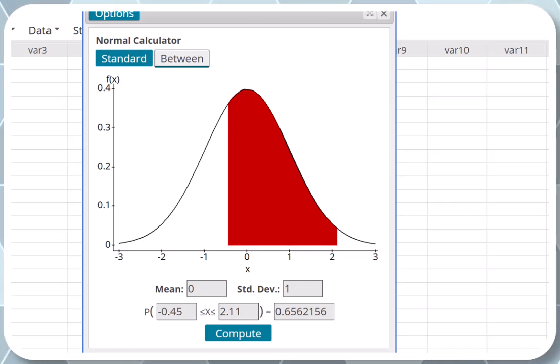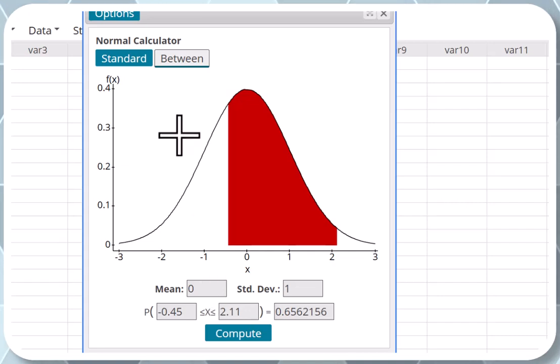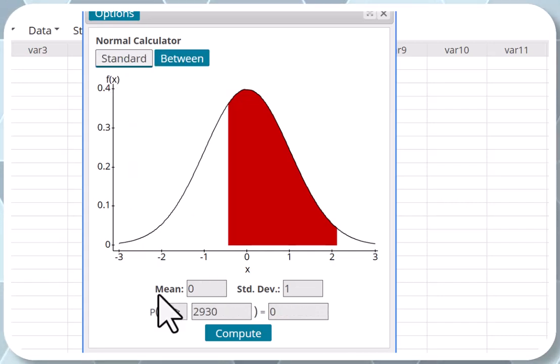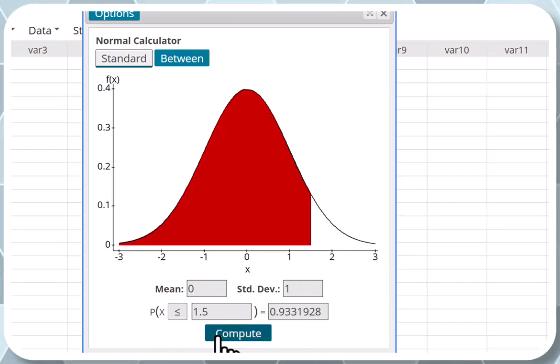Okay, next question. Find the area under the standard normal curve to the left of z equal 1.5. So here's how you do it. To the left, I have to go to standard, and to the left means less than. Remember 0, 1, you're working with z, and just put 1.5 right here. The answer is 0.9332 if you round to 4 decimal places.